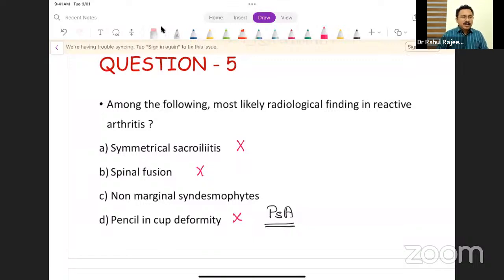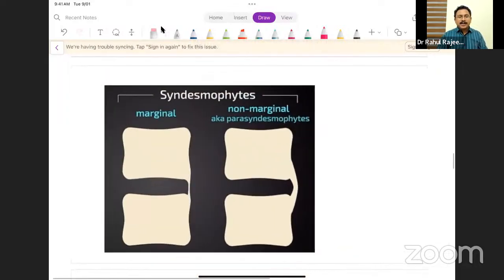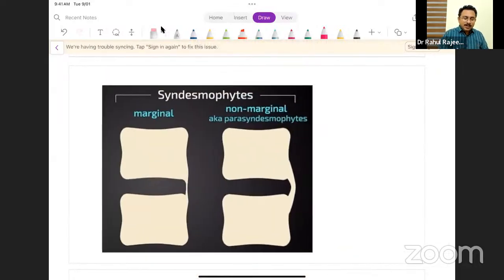And the final option is non-marginal syndesmophytes. Now, this one is actually a feature of reactive arthritis. When you compare ankylosing spondylitis and reactive arthritis, in ankylosing spondylitis the syndesmophytes will be along the margins. You can see it is almost just connecting the two margins. And this is called marginal syndesmophytes. This is actually a feature of ankylosing spondylitis.